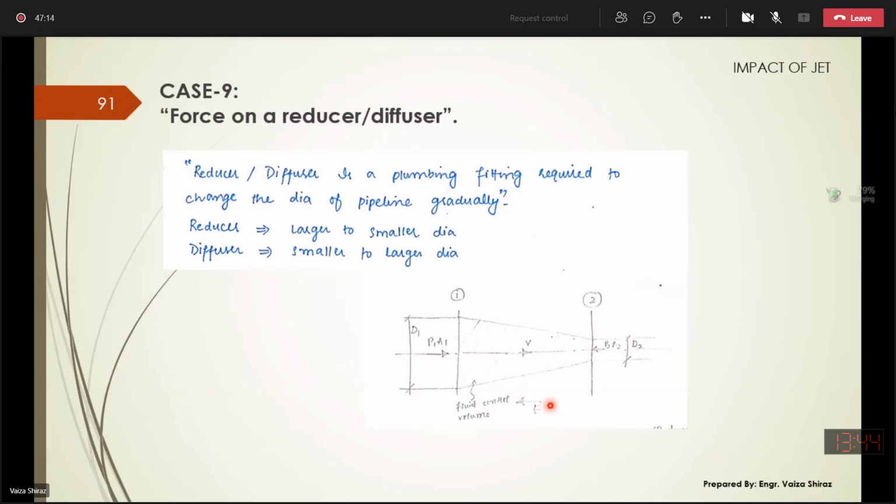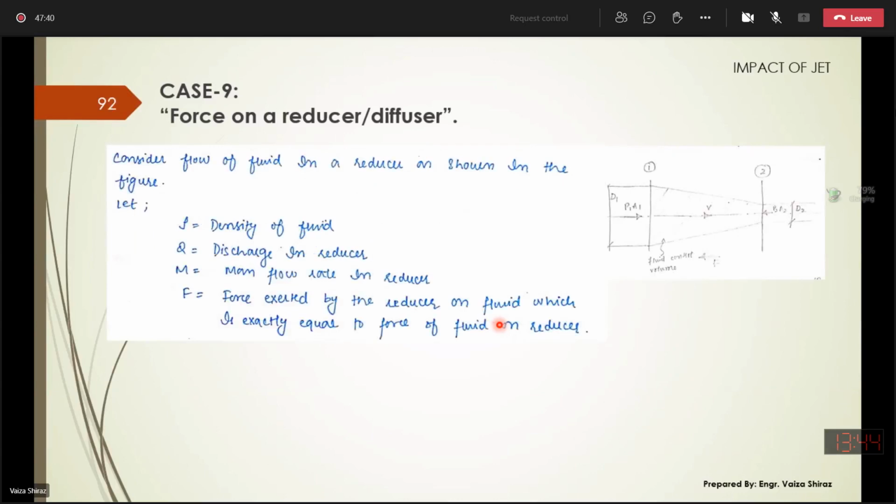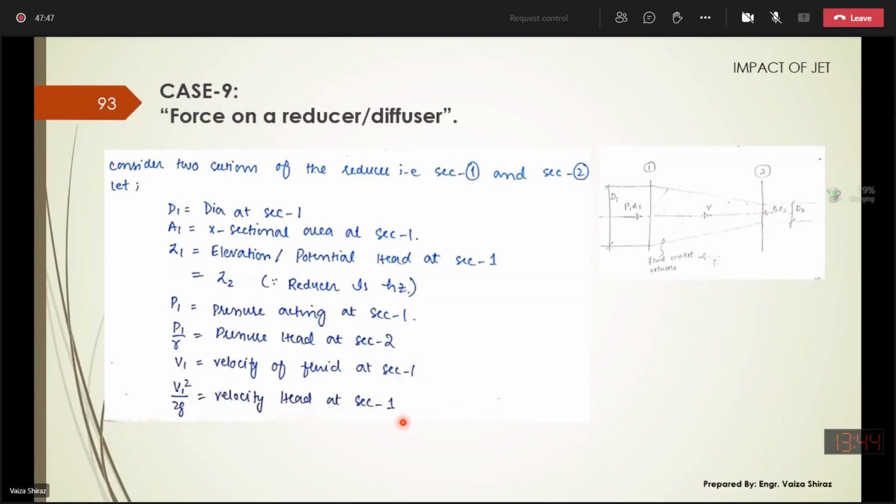So please make sure, if your flow direction is 2 to 1, in that case V will be acting in the negative x direction and the direction of F will be opposite, towards the positive x. So make sure the directions of your vectors change accordingly. Don't make this mistake, otherwise you will not get the correct result. So in this case we are particularly considering a reducer. So consider the flow. These are exactly the same basic parameters, the parameters of the sections that I have discussed.